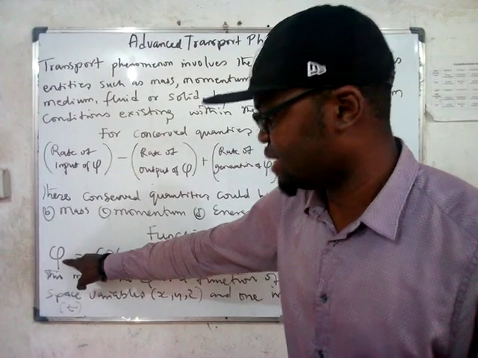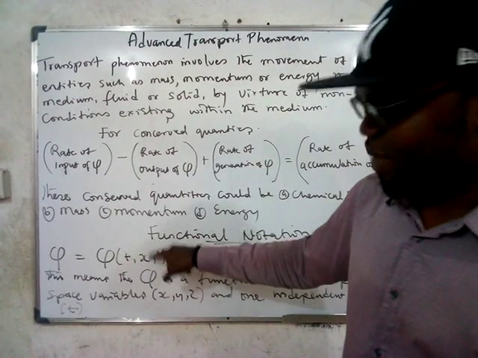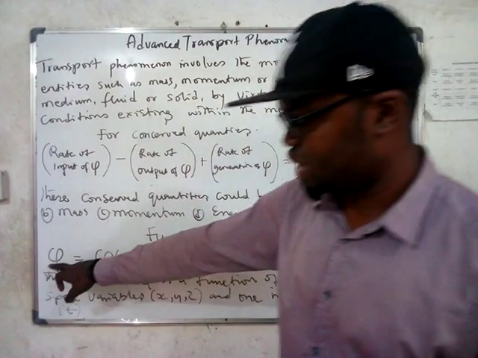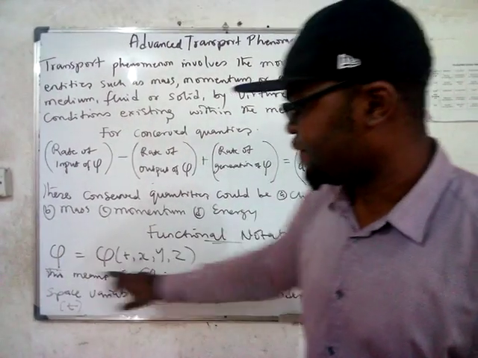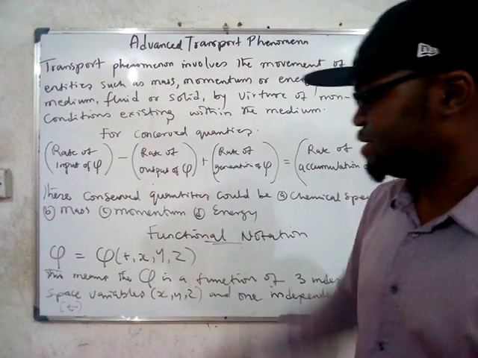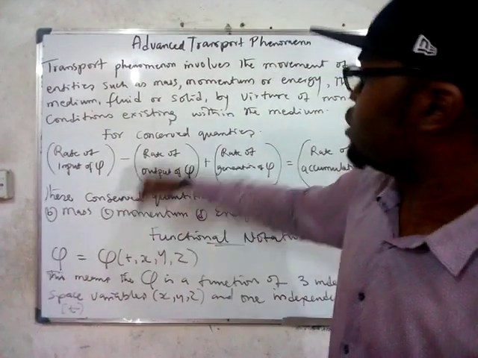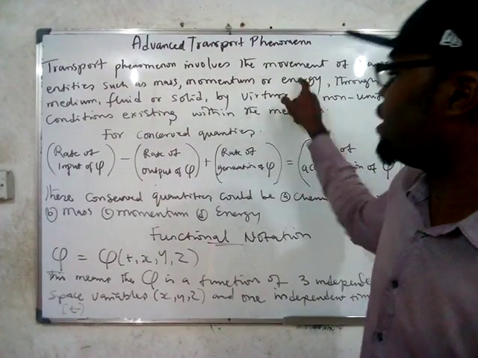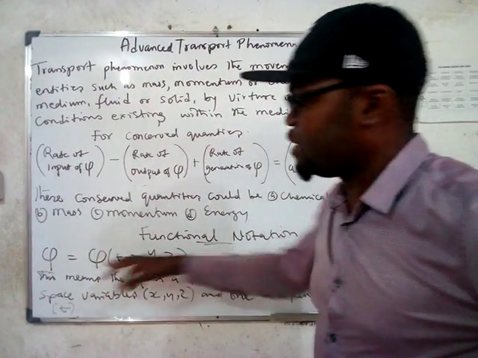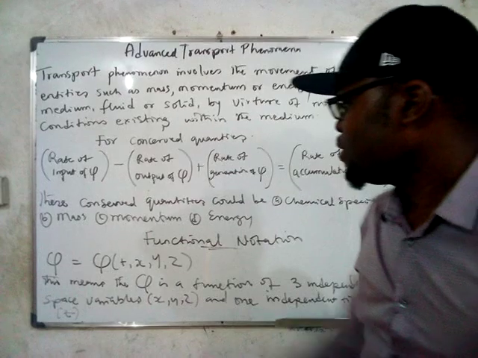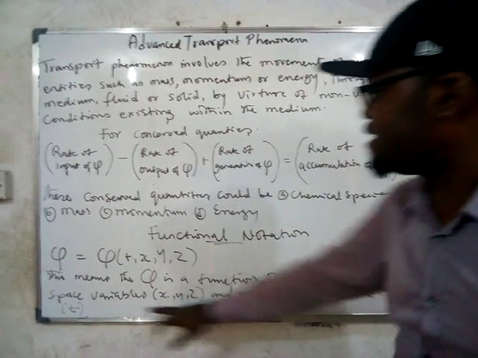It simply means that this is dependent on all these ones. But all these ones are independent. These ones are independent, but this one is dependent. Because this is dependent on this, you can say that this is a function of t, x, y, z. So what are these variables that this quantity, which could be mass, momentum, or energy, is dependent on for you to call it a function of all this? So this quantity is actually a function of three independent space variables.